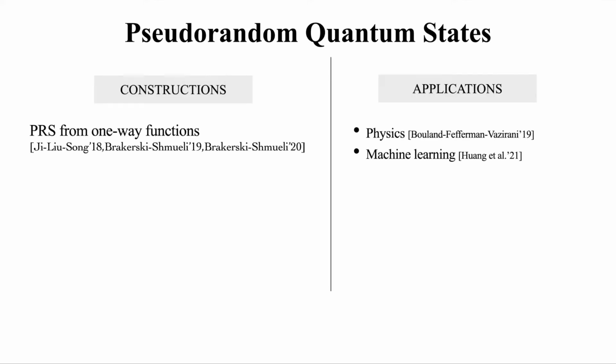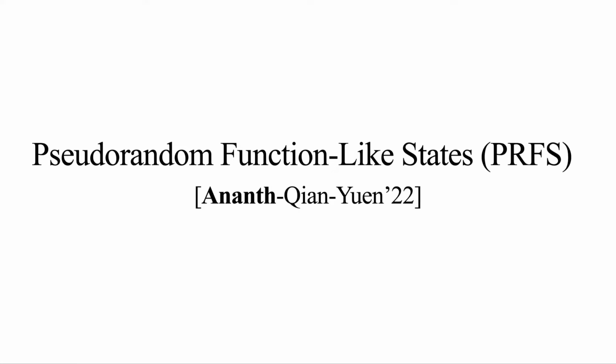So what else do we know about PRS? In terms of applications, what we know is that it has applications in quantum gravity and also quantum machine learning. For many applications, it turns out that PRS is not sufficient, or it's not the right tool to use. So to come up with a better notion, we introduced pseudorandom function-like states in a previous work with Luowen and Henry. If you're familiar with classical pseudorandom functions, this is going to be a quantum analog of pseudorandom functions.